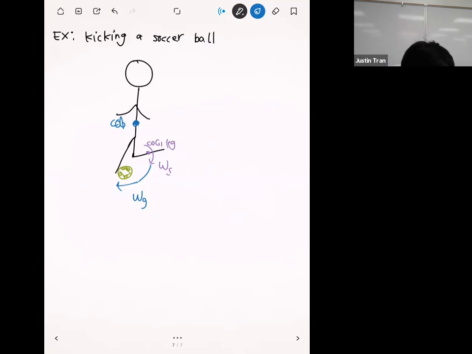And if I draw a vector here, we'll call that vector R. That vector R is going to connect the center of gravity of the person's total body and the center of gravity of the lower leg itself. Then what we can say is that the total angular momentum of the leg is a combination of these two motions together.